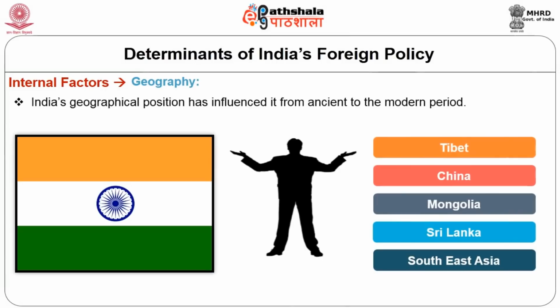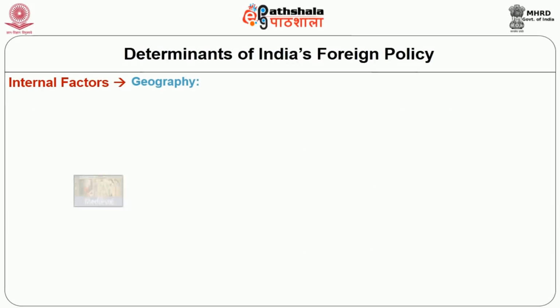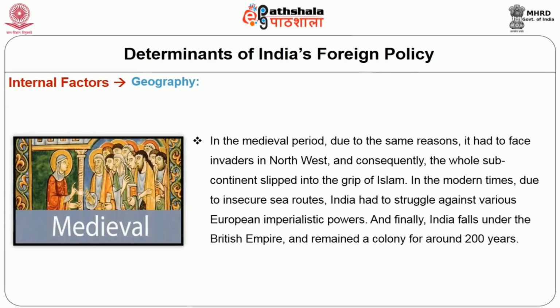In the ancient period, India on the one hand had to face attacks through the Khyber Pass in the northwest, and simultaneously on the other hand, it succeeded in expanding its culture and religion in Tibet, China, Mongolia, Sri Lanka and Southeast Asia without fighting any war. In the medieval period, due to the same reasons, it had to face invaders in the northwest and consequently, the whole subcontinent slipped into the grip of Islam. In modern times, due to insecure sea routes, India had to struggle against various European imperialistic powers. And finally, India fell under the British Empire and remained a colony for around 200 years.